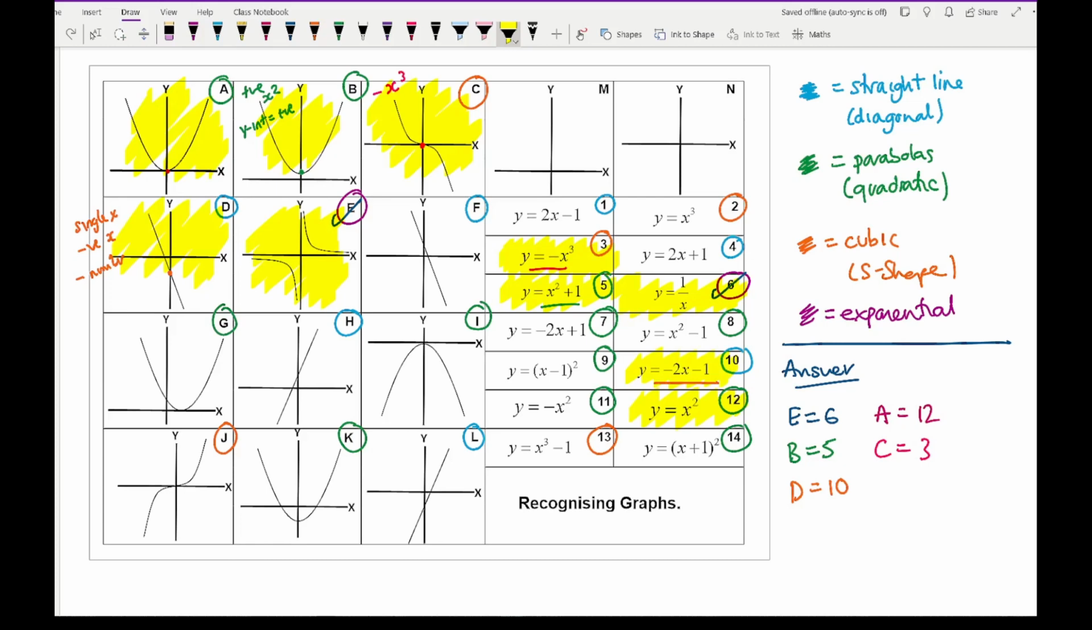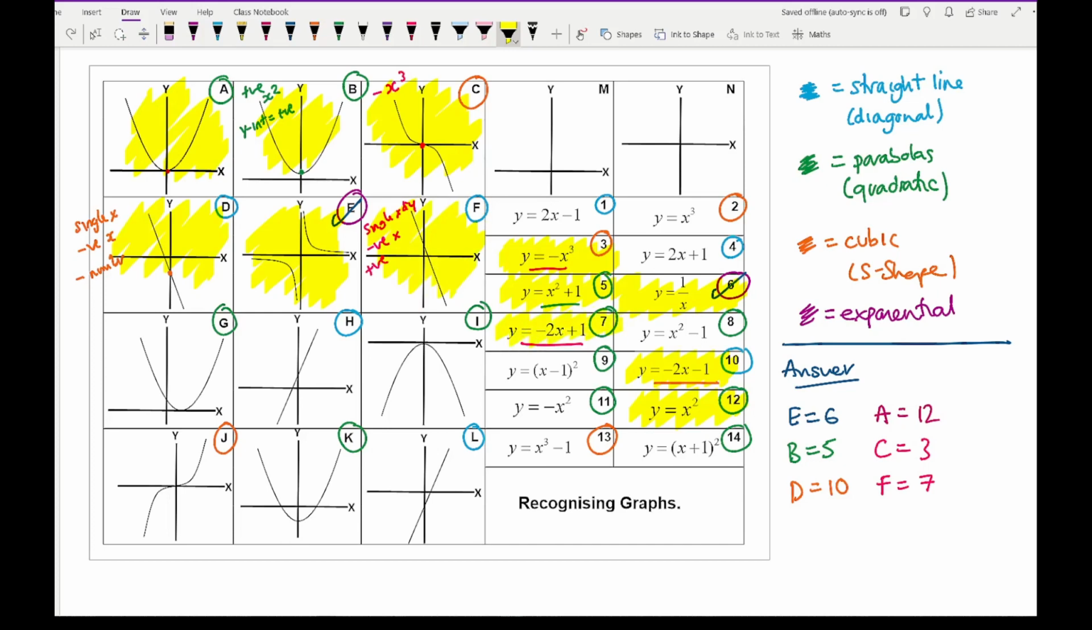Then moving on to F. So here again with F, I'm looking for a single x, single y. I'm looking for negative x, and I'm looking for a positive number. So I'm looking for negative x with a positive number, and that seems to me as being 7. So that's going to be F equals 7. So again, I can colour that one in, and 7 as well.